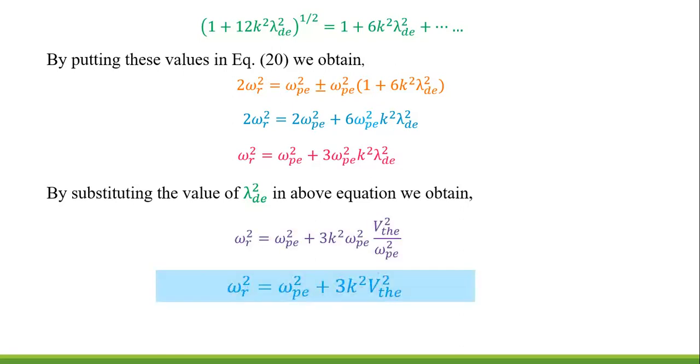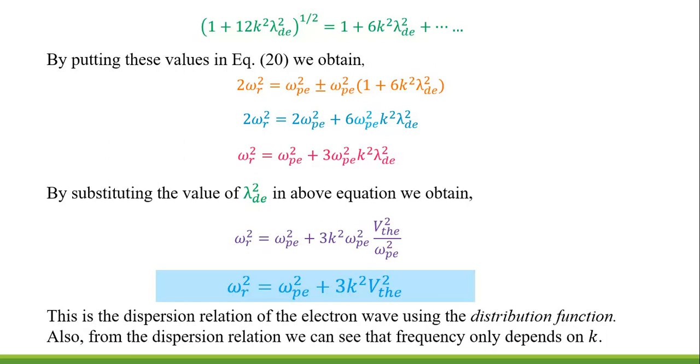Then substituting back the value of lambda D square here, which I substituted here, we can get this final dispersion relation of the electron plasma wave. So this is the dispersion relation of the electron plasma wave. I believe you all remember we derived this dispersion relation before by using the kinetic model, and now we have derived it using the fluid model.